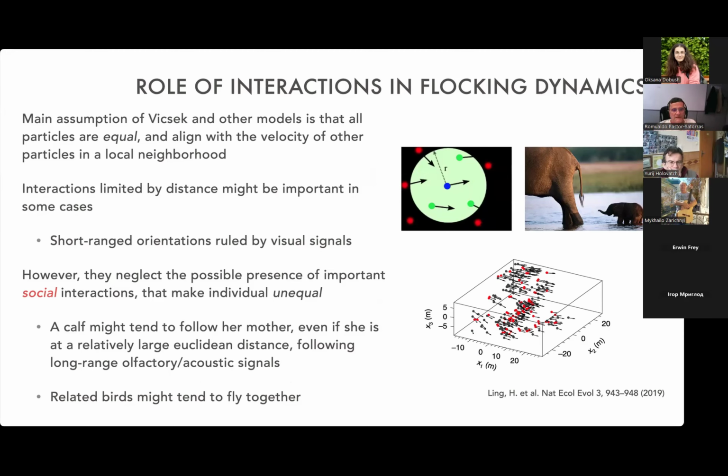But this perspective, just visual short-range cues, ignores the fact that there are many social animals, and the social ties between animals can make them unequal. For example, a calf might have a very strong tendency to follow her mother, even if she is far away from him. And the calf can locate the mother using sound or smell or some other cue that has much longer range than visual signals.